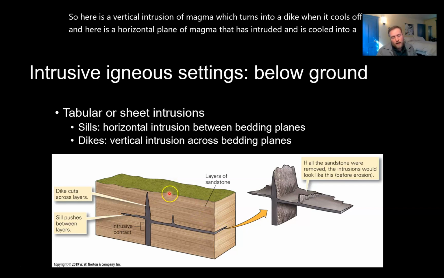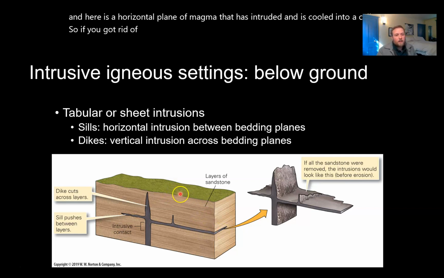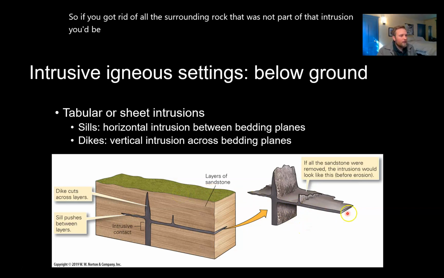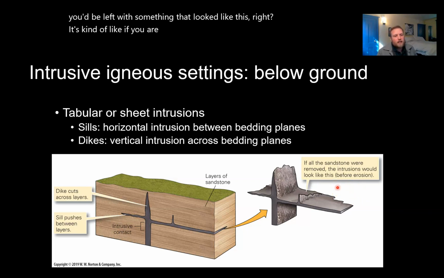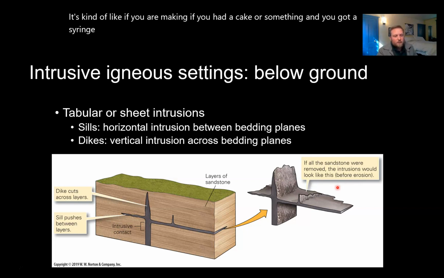So if you got rid of all the surrounding rock that was not part of that intrusion, you'd be left with something that looked like this, right? It's kind of like if you had a cake and you got a syringe from beneath it and inserted a bunch of frosting into the middle of the cake, right? Okay, it's an intrusion.